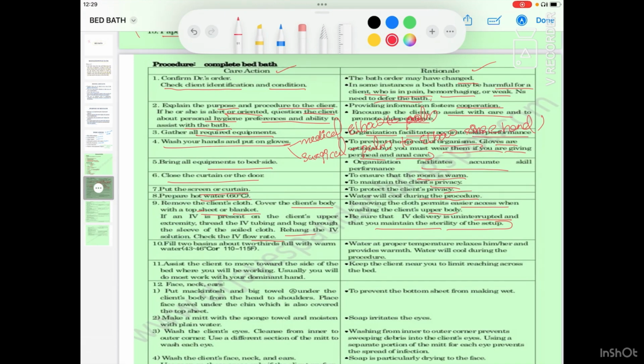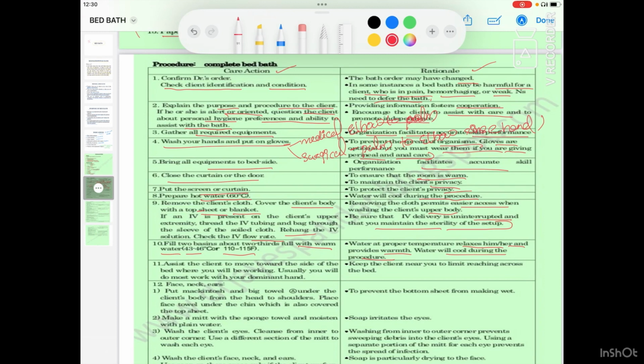Next, fill two basins about two-thirds full with warm water, that is 43 to 46 degrees Celsius, or 110 to 115 Fahrenheit. Why are we maintaining that temperature? Water at the proper temperature relaxes him or her, and the warm water will cool during the procedure, so hot water is needed.